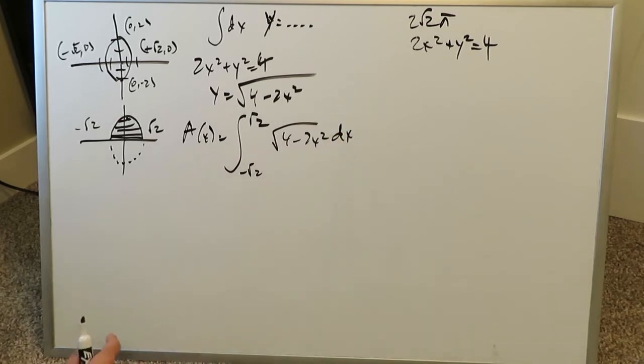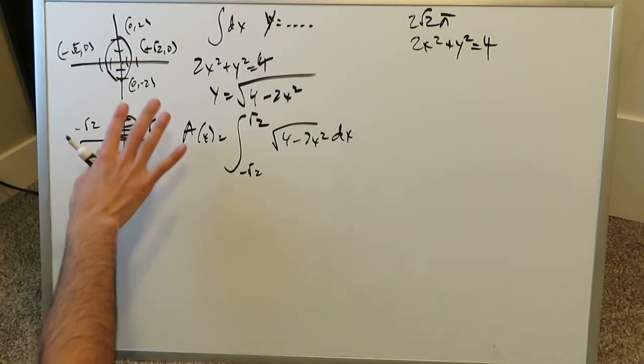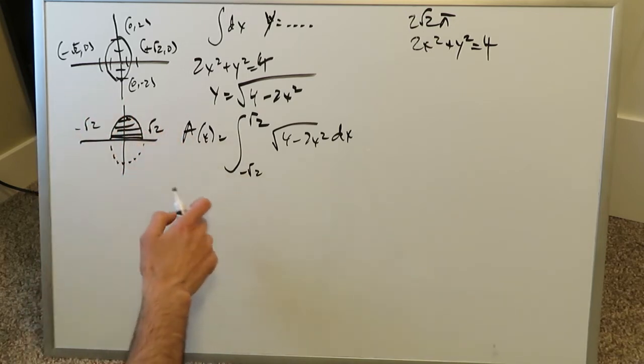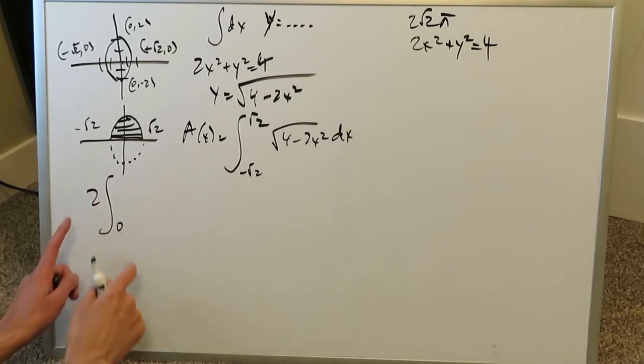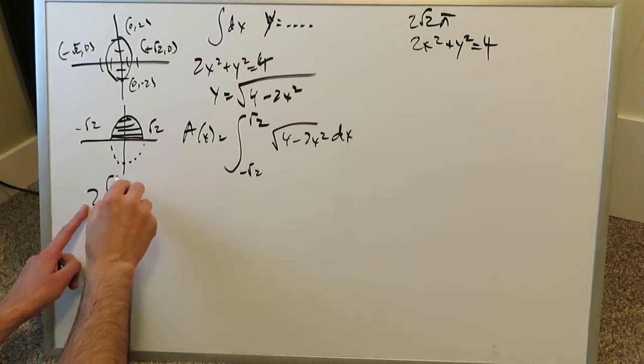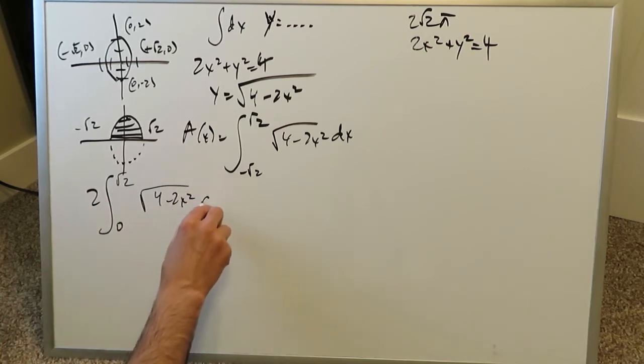Let's use a shortcut over here for even functions. This right here is an even function. This function right here on the top is an even function. You can modify everything to be this: from 2, multiplying everything by 2, interval 0 to root 2. And then you have a 4 minus 2x squared dx.